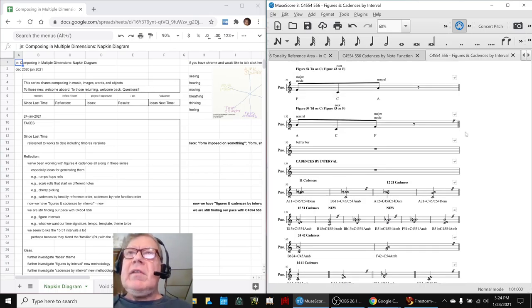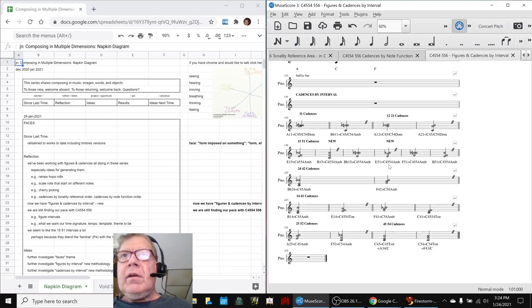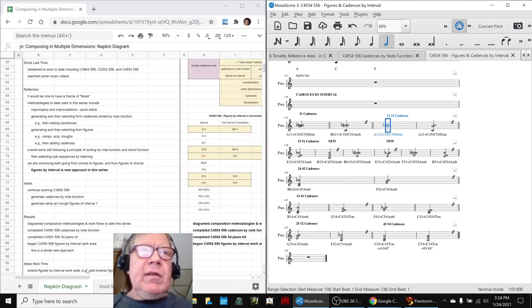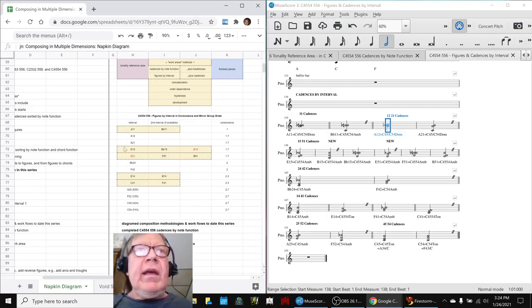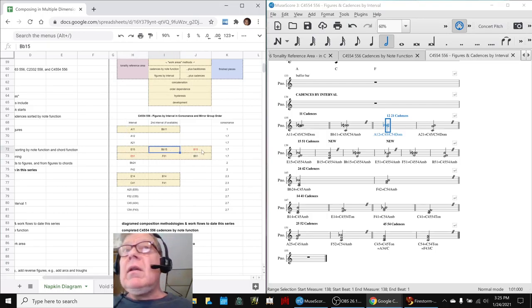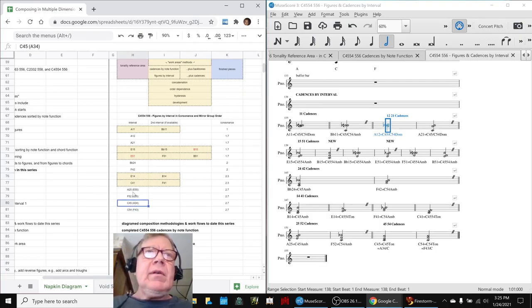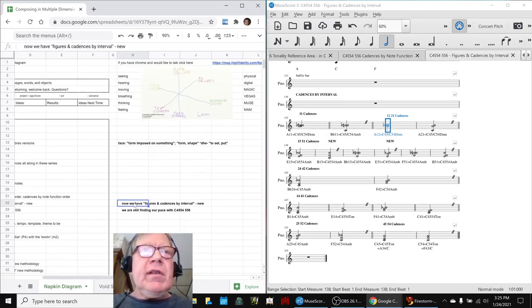So all the figures that we heard above spread out are smooshed together into their chords here, boom, bang, bang. And this is what we call figures and cadences by interval. So they're sorted by the 1-1, the 1-2, the 1-5, and those are in consonance order, from lowest to highest consonants. And where you heard long series, that's where these three were in a row, three in a row here, and then medium, two in a row, and then when they went really quick, it was like that. So these are all 20 chords that are in the reference area, but now they're looked at in terms of their interval. This is new for us. We have figures and cadences by interval.